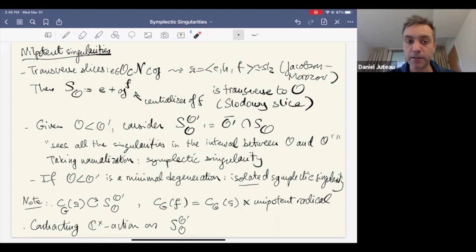And the structure of the centralizer of F is that you have this centralizer of S, which is a reductive part. It may have several components. And then there is a unipotent radical. It's important to note that there is always a contracting C star action on those slices using the adjoint action of H, but as it is, it doesn't work directly because it doesn't stabilize E. You can correct this by using the dilation action with weight 2 to compensate, and then it will stabilize the slice.